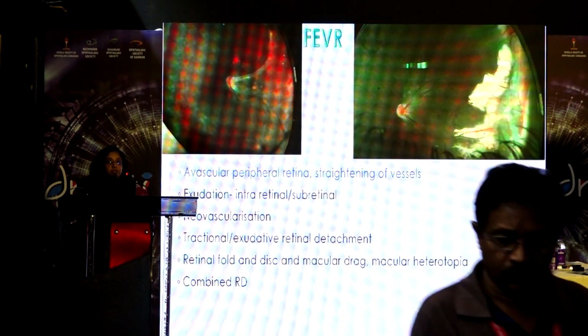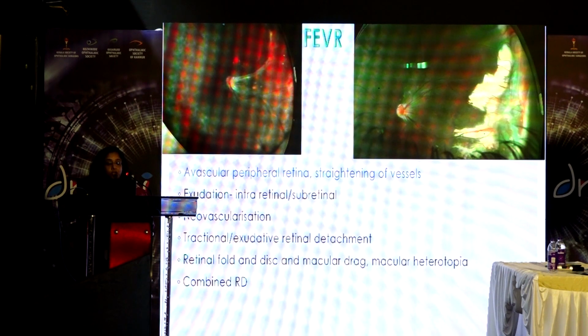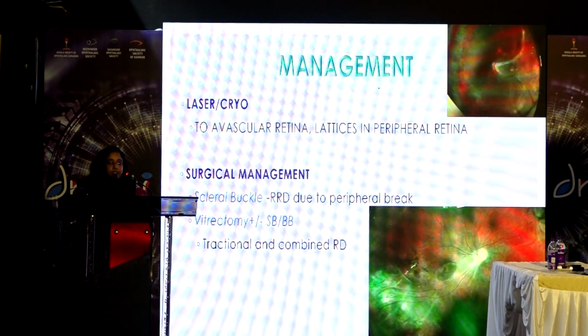The disease spectrum is characterized by avascular peripheral retina with peripheral straightening of the vessels. They can have exudation, tractional or exudative retinal detachment. So how does the surgical management go in this? When the patient presents with retinal detachment, it is either rhegmatogenous or combined.